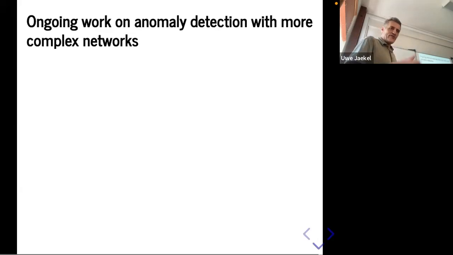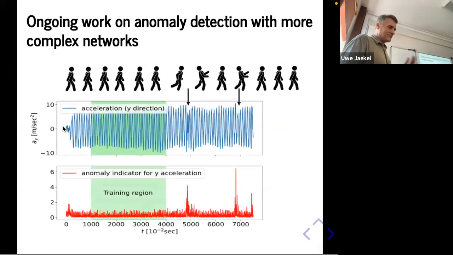So one thing we are interested in is anomaly detection with these complex networks. And what we did there is... let me say what is the application that we have in mind. That's near-fall detection. This is a pretty hot topic in health sciences. You know that the Apple smartwatch can detect whether you have fallen and call for help.